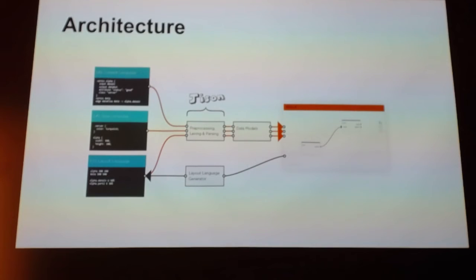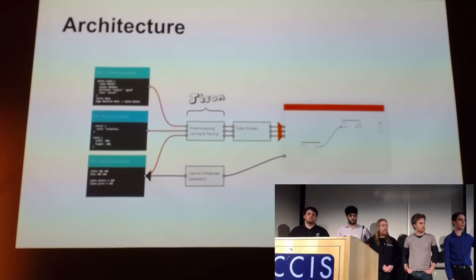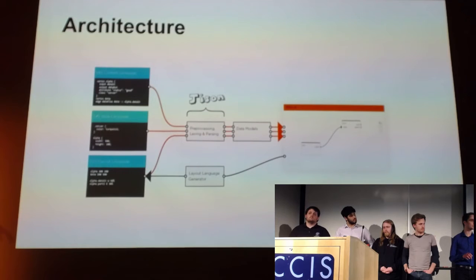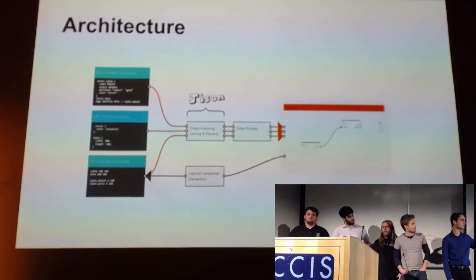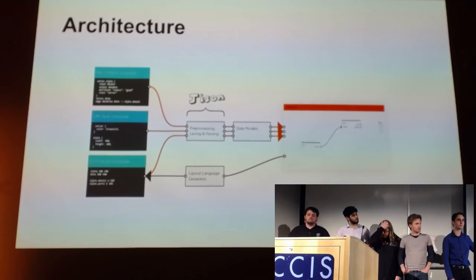So we parse these three languages, that creates an abstract syntax tree, and from that we can create our internal data model objects. And each of those map to components in React to visualize them. And then in the case of the layout language, when you drag things around, it changes those data models and then goes backwards to generate a string of layout language so that we can save that.